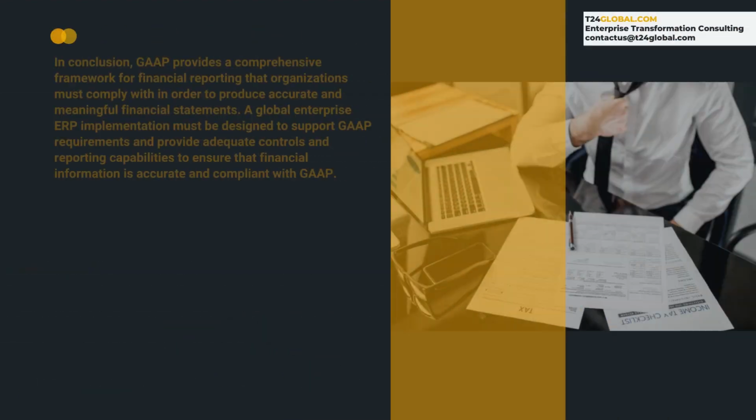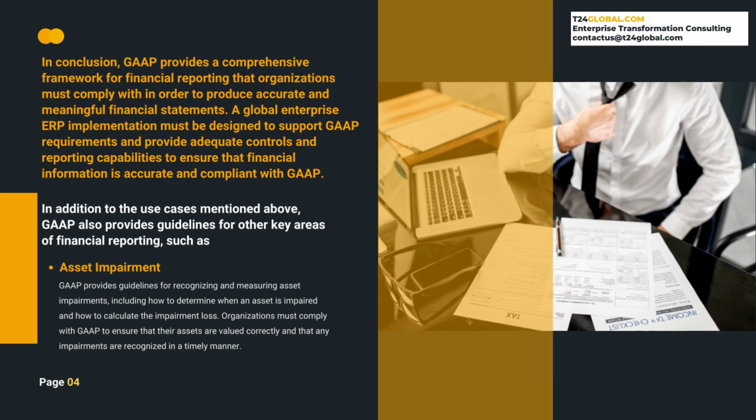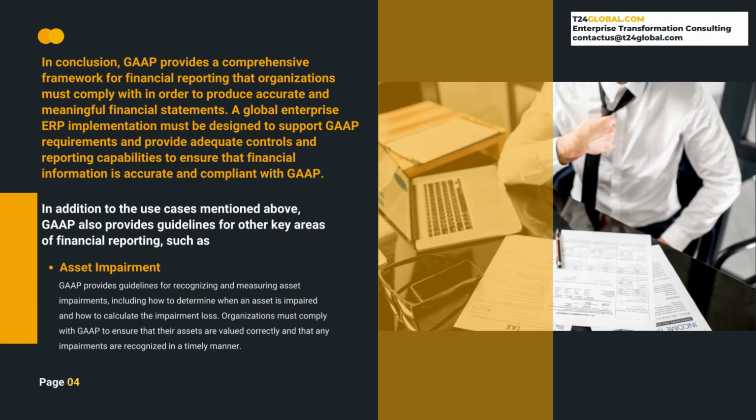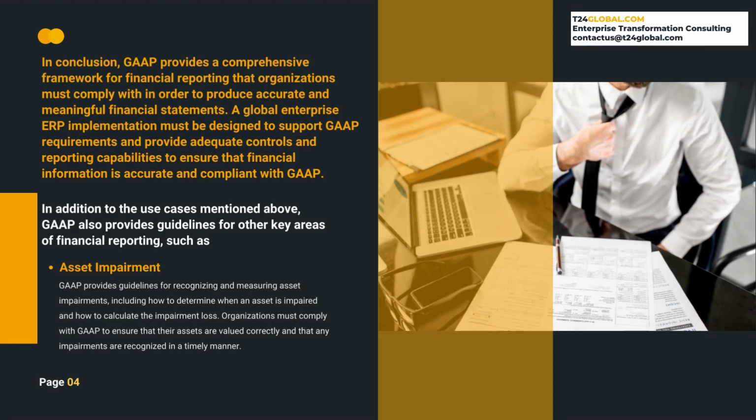7. Asset impairment. GAAP provides guidelines for recognizing and measuring asset impairments, including how to determine when an asset is impaired and how to calculate the impairment loss. Organizations must comply with GAAP to ensure that their assets are valued correctly and that any impairments are recognized in a timely manner.